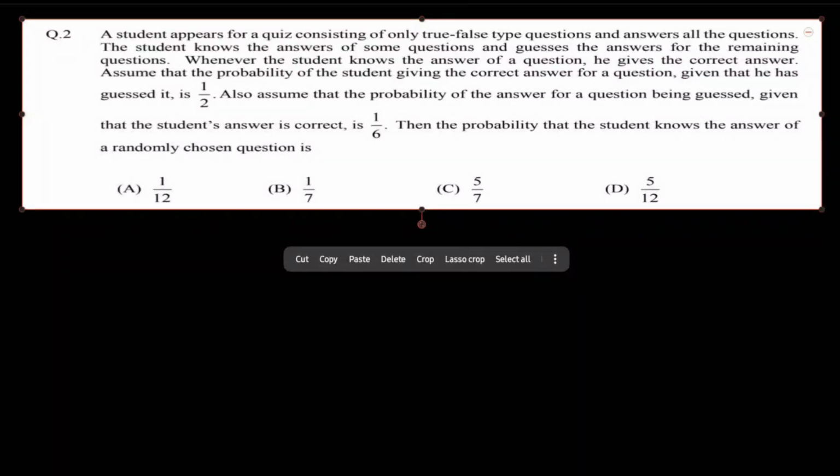So we will be solving this question, second of JEE Advanced 2024 paper 1. So ये question कहता है कि a student appears for a quiz consisting of only true false type questions and answers all the questions. The student knows the answers of some questions and guesses the answer for the remaining questions. Whenever the student knows the answer for a question, he gives the correct answer.